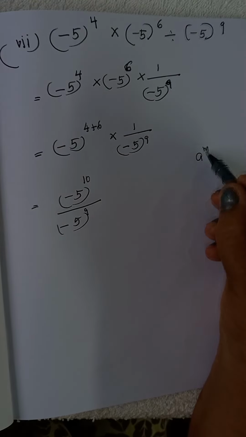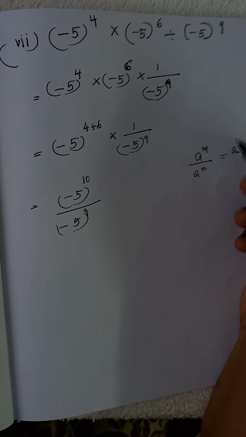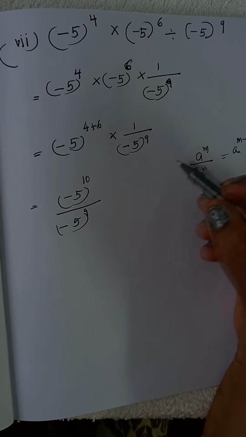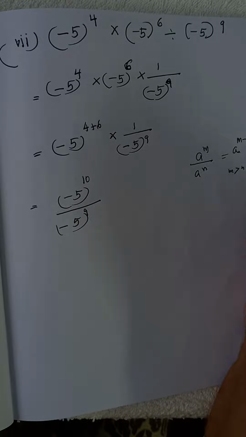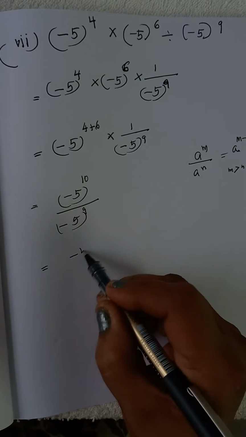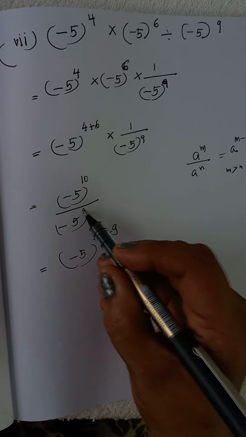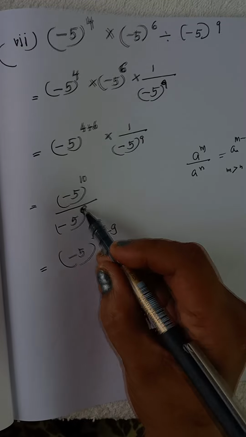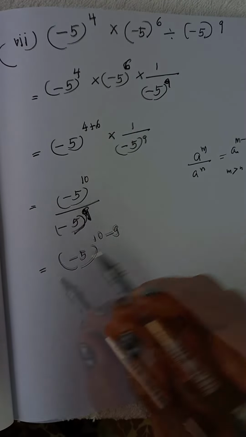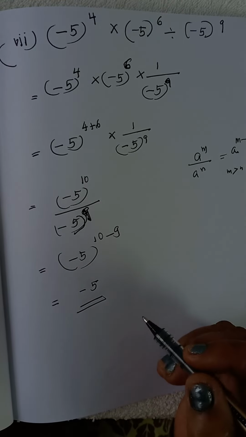So a raised to m by a raised to n is equal to a raised to m minus n if m is greater than n. Here m is 10 and n is 9. So this is equal to minus 5 raised to 10 minus 9. So this is equal to minus 5 raised to 1, that is minus 5.